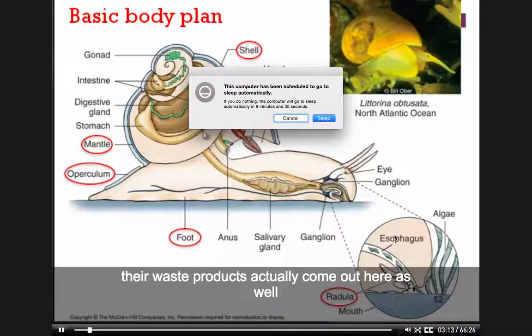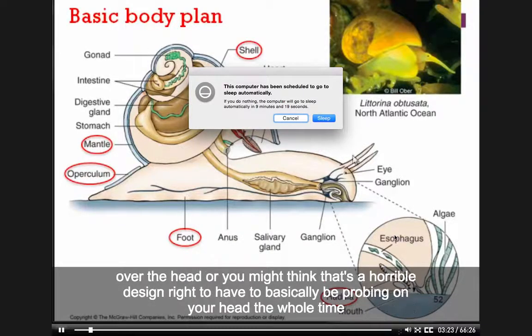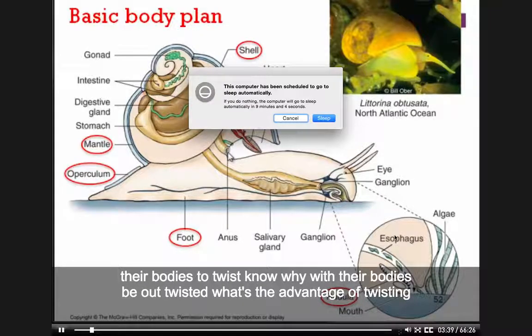Their waste products actually come out of here as well, which is kind of an interesting situation to have your anus, the anus being the terminus of your digestive tract, actually oriented right over the head. Now you might think that's a horrible design, right? To basically be pooping on your head the whole time. But it actually works okay in snails because this results from a system that causes their bodies to twist. Now, why would their bodies be twisted? What's the advantage of twisting?